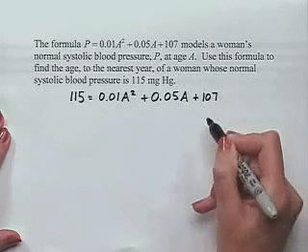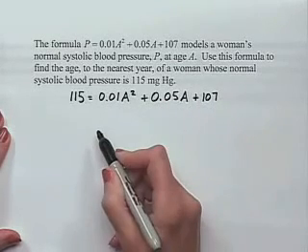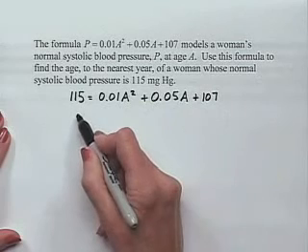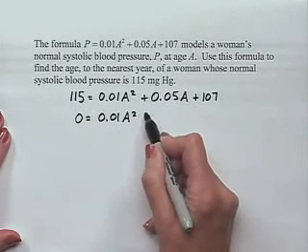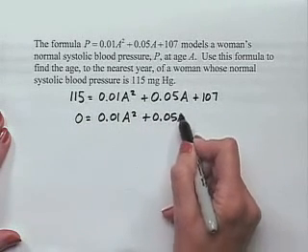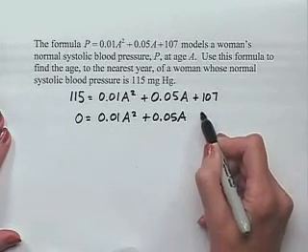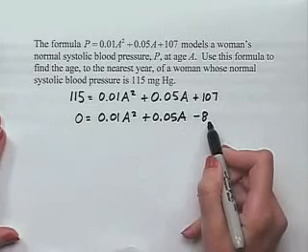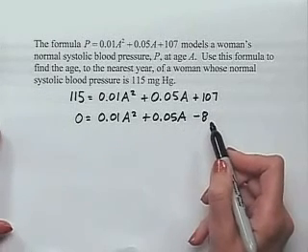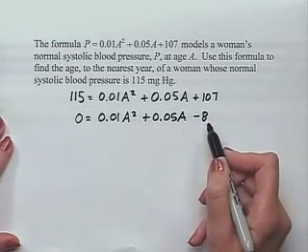Now, to solve this quadratic equation, we're going to begin by setting this equal to 0. So we'll subtract 115 from both sides of the equation. 107 minus 115 gives us negative 8. Now, to solve this, we see that our numbers are not integer values, so we're going to use the quadratic formula in order to come up with a solution.